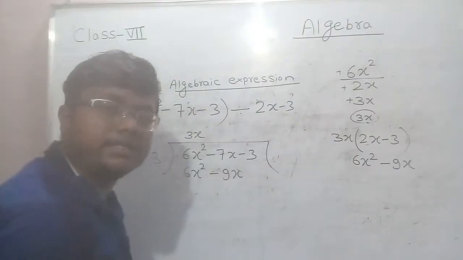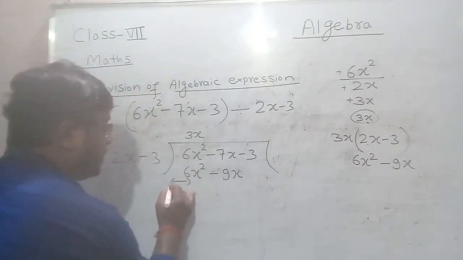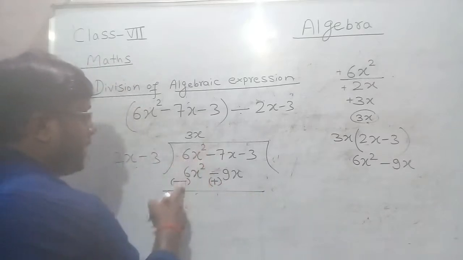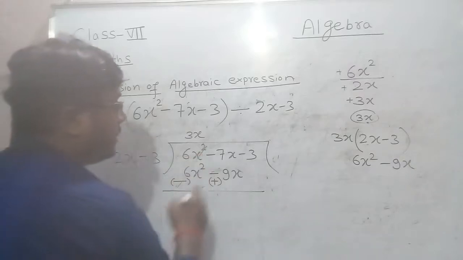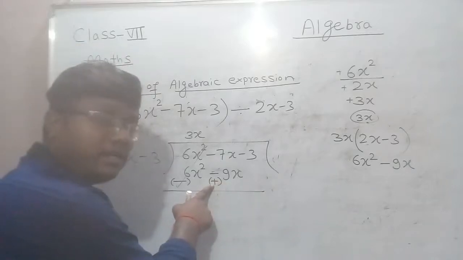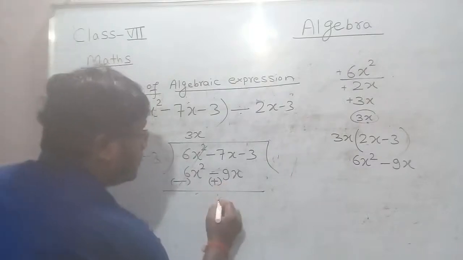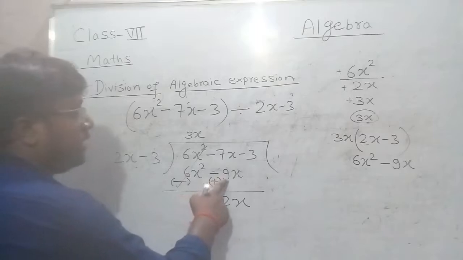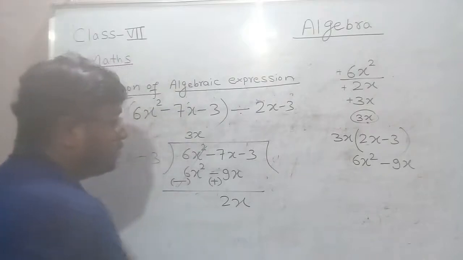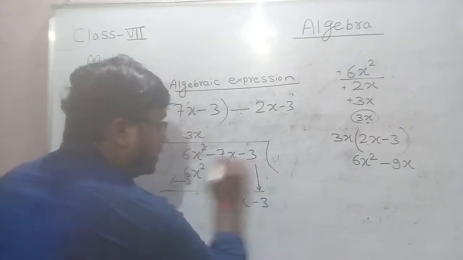In division we have to do the subtraction, and in subtraction the signs change. So the plus sign becomes minus, and the minus sign becomes plus. 6x² minus 6x² cancels. What remains is −7x plus 9x, which gives 2x. The −3 is remaining, and it will just come down here.